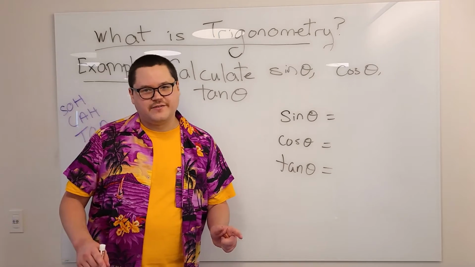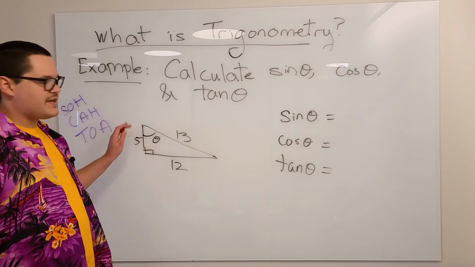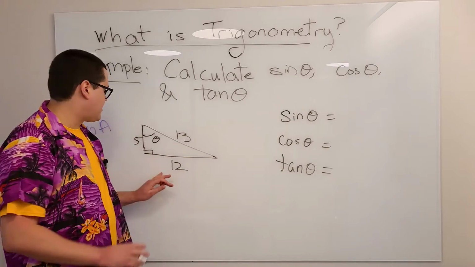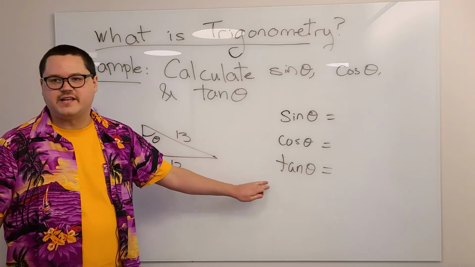All right, have you had enough? I haven't. Let's do another one. Okay, so same thing. We have a right triangle. We have an angle theta. Let's find sine, cosine, and tan.